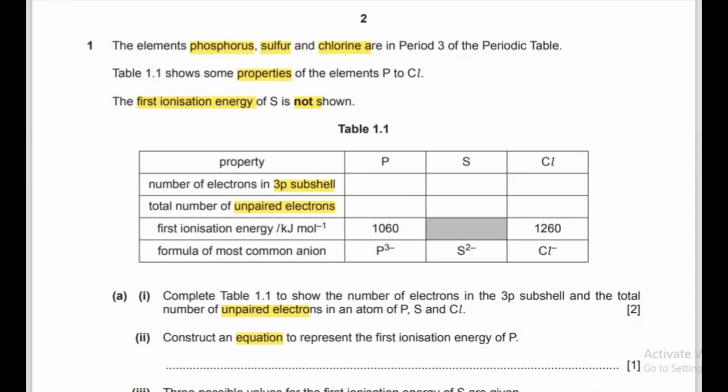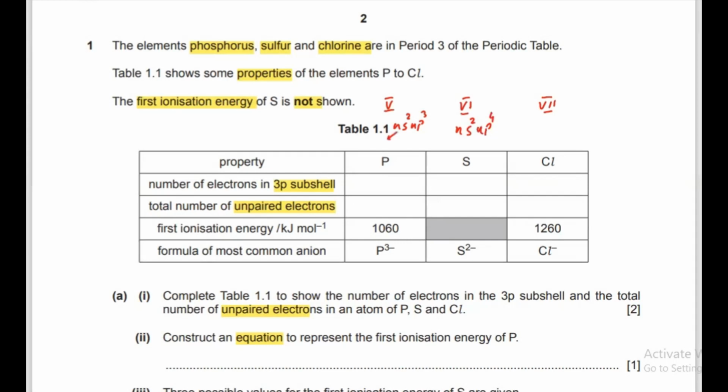As we know, we can predict the number of electrons present in the different shells and subshells from the periodic table. Phosphorus is in group 5, sulfur is in group 6, and chlorine is in group 17. The general electronic configuration for any group 5 element is ns2 np3. If we add these two numbers, we get the group number. For sulfur, or group 6 elements, the general electronic configuration is ns2 np4.